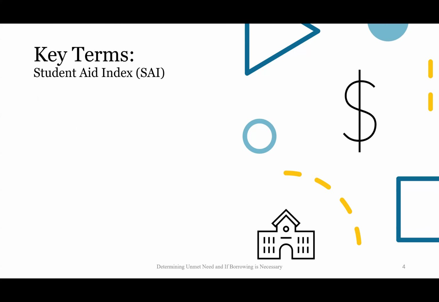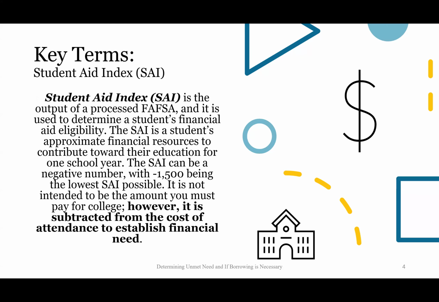Next key term is student aid index. The student aid index is the output of a process of the FAFSA form. It is used to determine the student's financial aid eligibility. The student aid index can be a negative number, with the floor being negative 1,500, the lowest possible SAI a student can receive. It is not intended to be the amount that you must pay for college. However, it is subtracted from the cost of attendance to establish financial need.